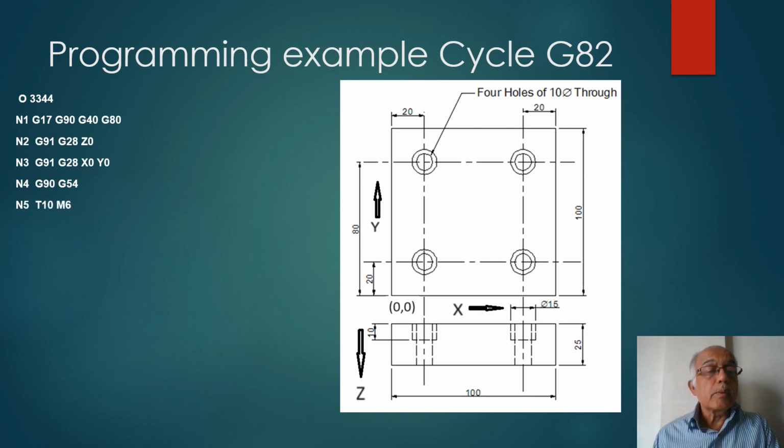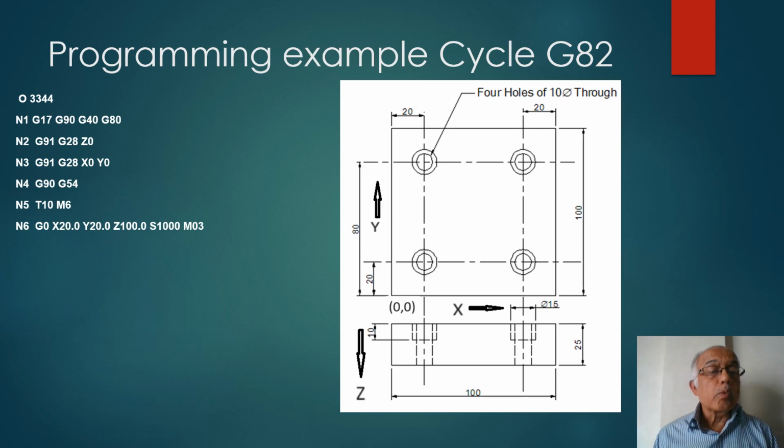N5 is the block where the tool is defined or called. T10 means tool number 10, and M6 means the tool change command. So tool number 10 is loaded in the spindle. This block number 5 is there only if you have an automatic tool changer. If you don't have an automatic tool changer, the N5 block will not be there.